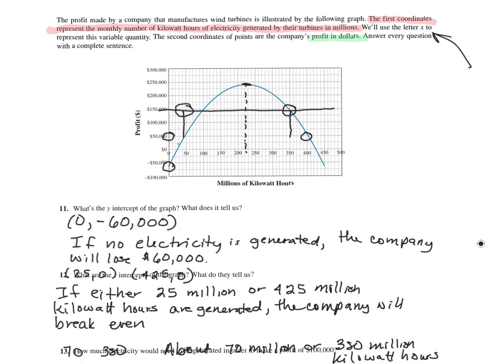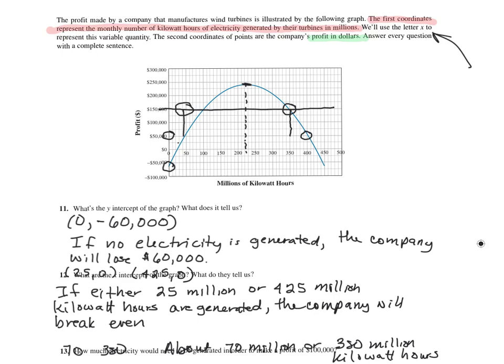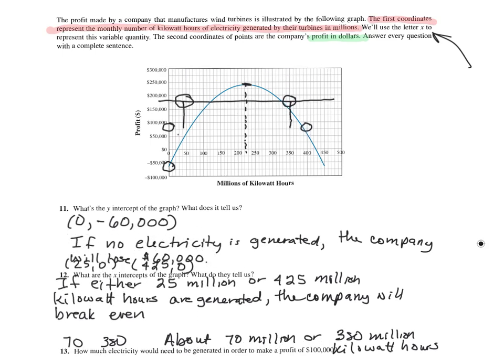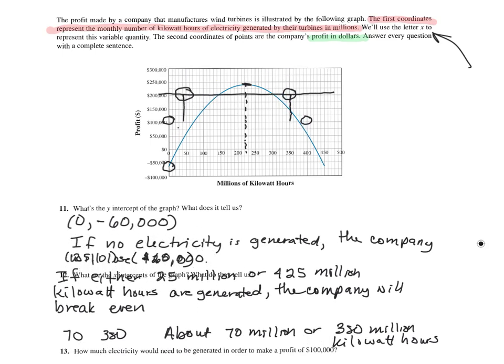Sorry about that. Don't quite know what happened. Well, I don't really want to fix that. So we're going to have to say, pretend I'm writing down at the bottom. The maximum profit is $240,000 and 225 million kilowatt hours needs to be generated.